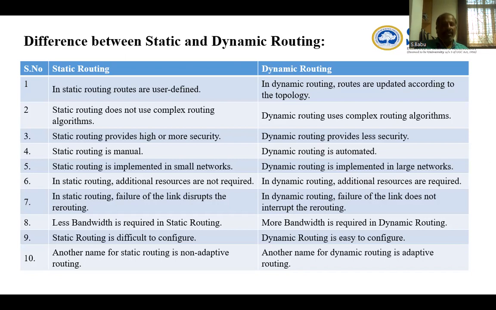Fourth, static routing is manual; you configure it manually. Dynamic routing is fully automatic. Then the fifth point: static routing is implemented in small networks. If you go for a large network, it is very hectic to do the process. Dynamic routing is implemented in all types of networks, from small to large. Then the sixth point: in static routing, additional resources are not required. In dynamic routing, some additional resources are needed for connecting source to destination.